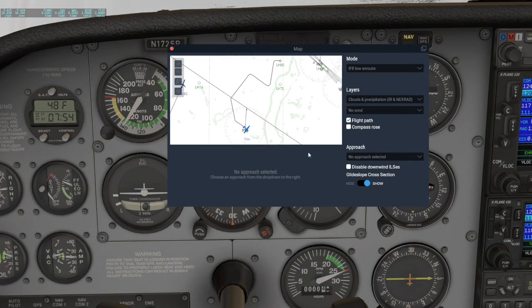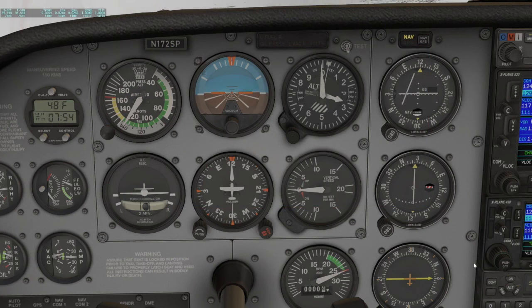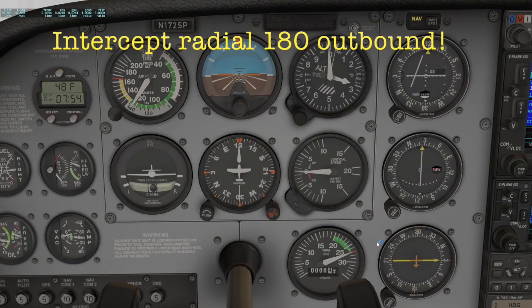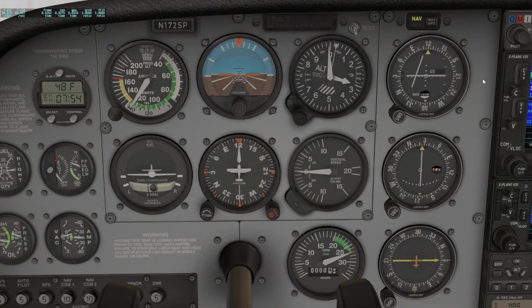That is the first example of interceptions. Now, let's do another example, maybe of an outbound interception. Okay, let's say now you are flying and you've been instructed by ATC to intercept radial 180 outbound. 180 outbound. First thing, you tune in and identify the station if you haven't done so already. Listen to the Morse code, make sure that it's operational.